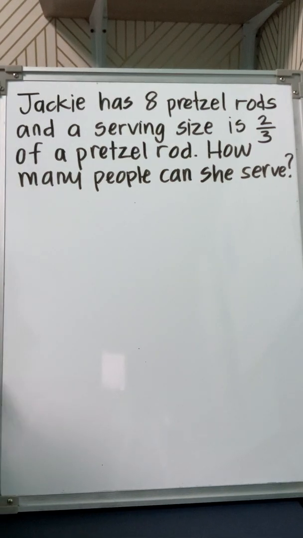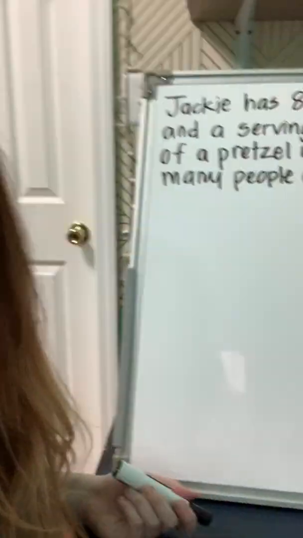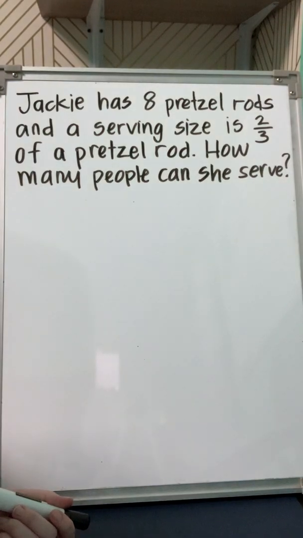Okay, so you'll see that this word problem says Jackie has 8 pretzel rods and a serving size is 2/3 of a pretzel rod. How many people can she serve? So that's ridiculous that 2/3 of a pretzel rod is 1 serving. You'd think 1 serving would just be a pretzel rod, but in this case, it's not. So we have to go with what the word problem is telling us.